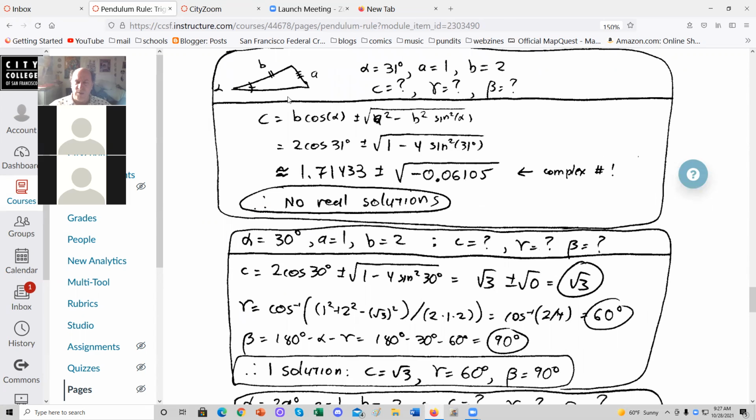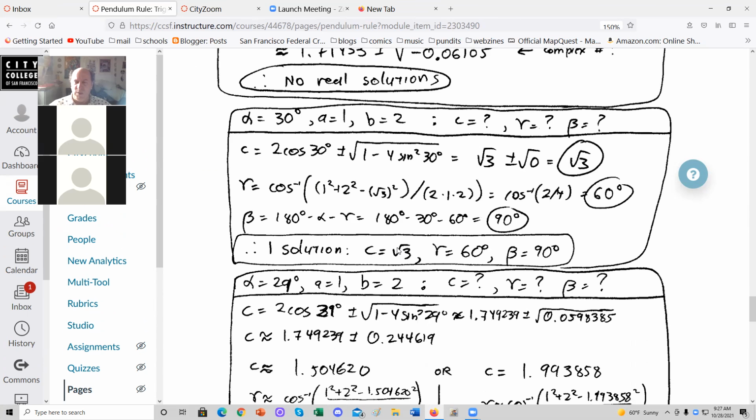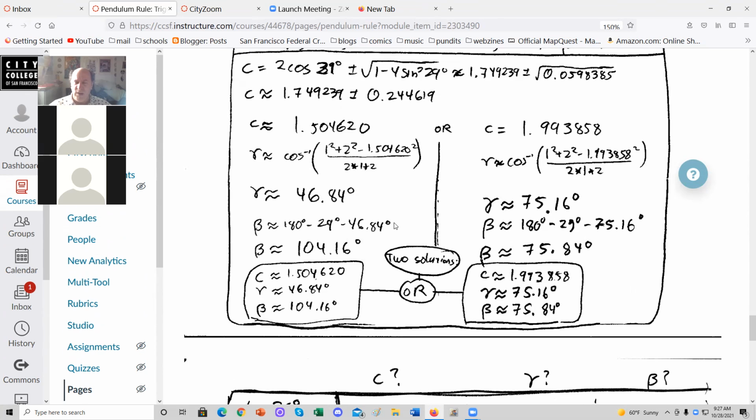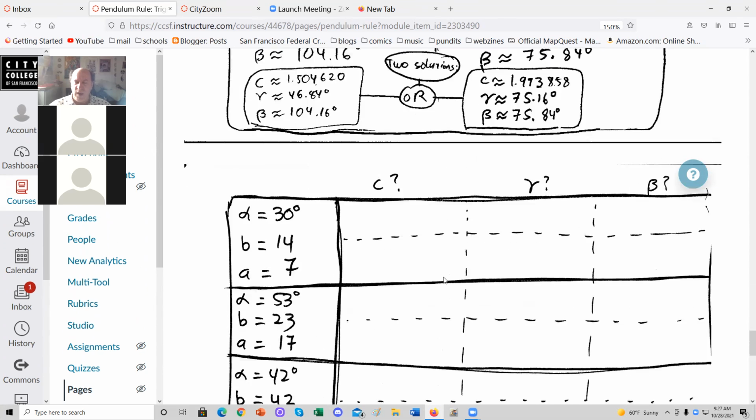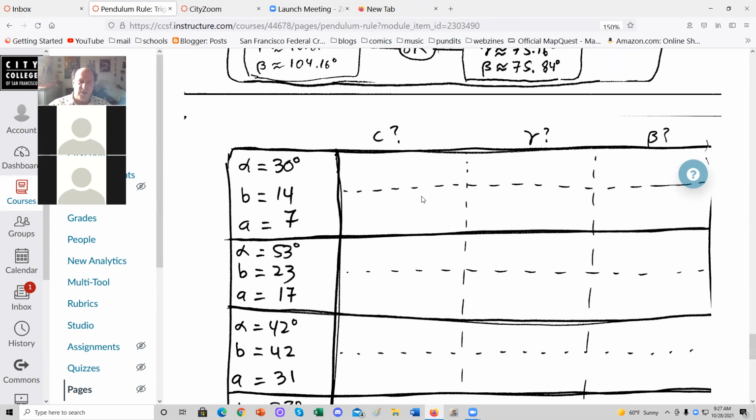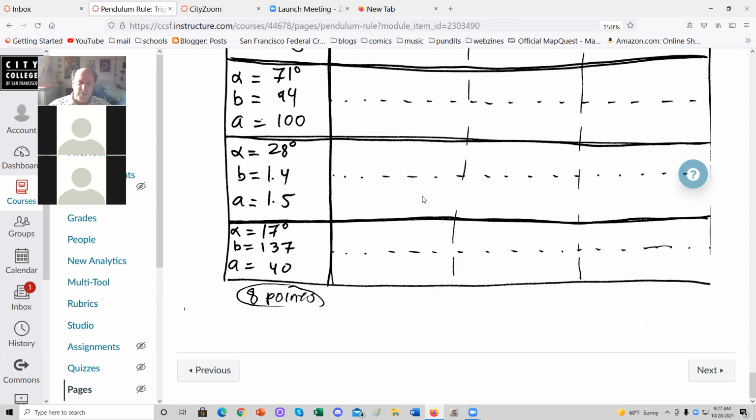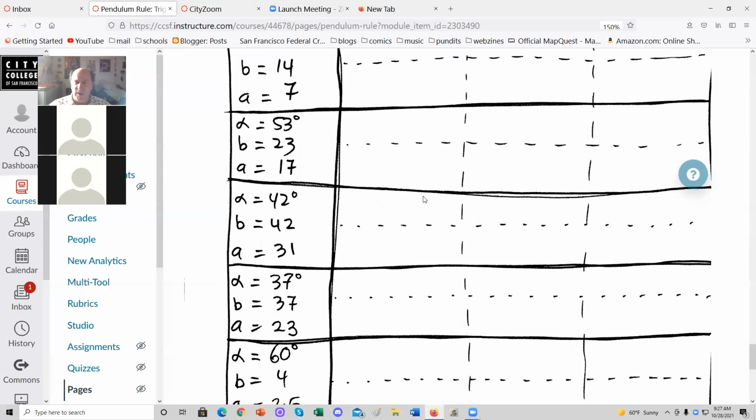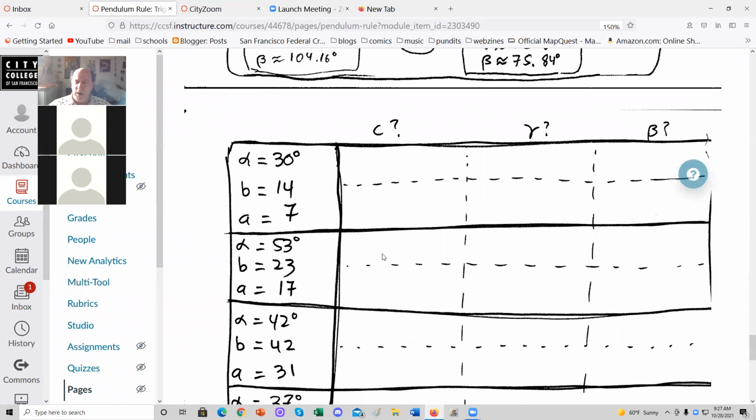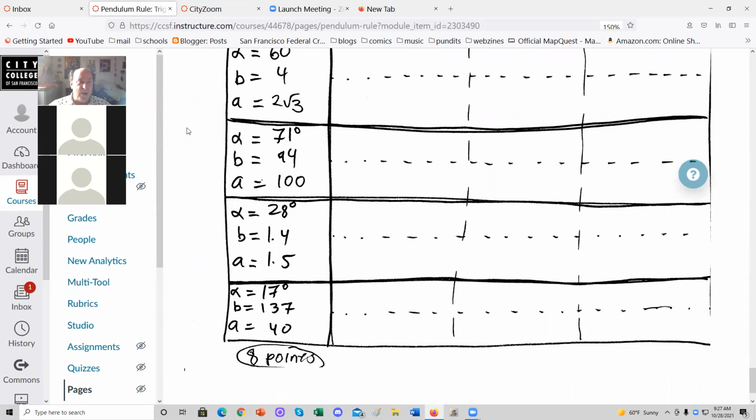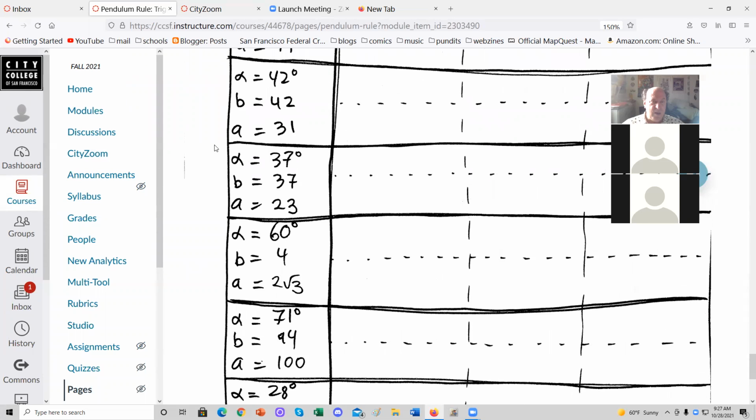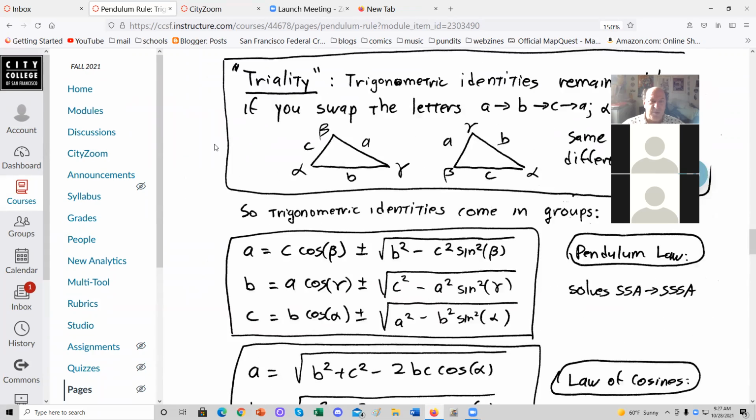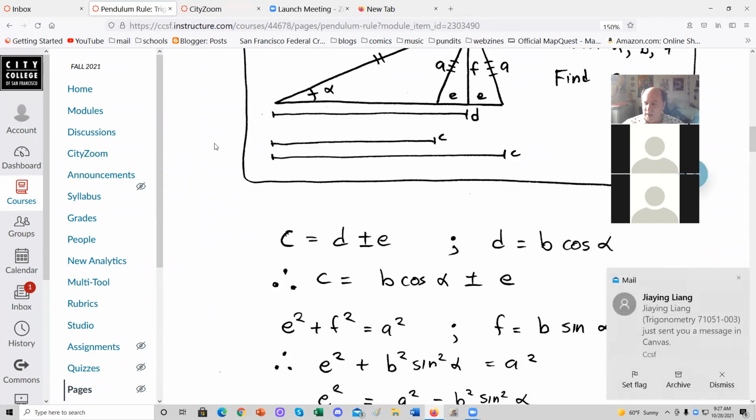Here's a case where there's no solutions. Here's a case where there's exactly 1 solution. Here's a case where there's 2 solutions. And here's a problem set with, I believe, 8 problems, 8 points. For each one, I give you room to put 2 solutions, though some of these have no solutions and some have 1 solution. So, okay, that's how that one works. That's something you can do, pendulum law, as an extra credit set.